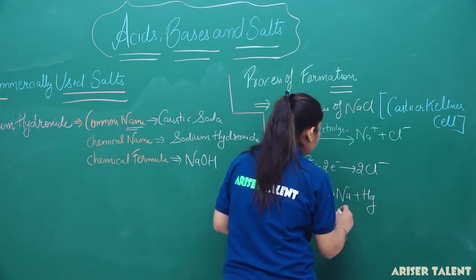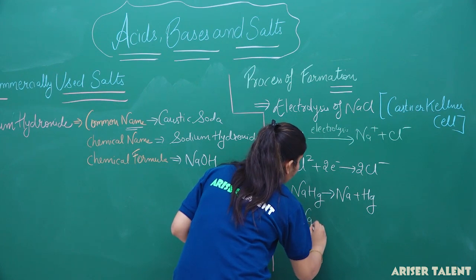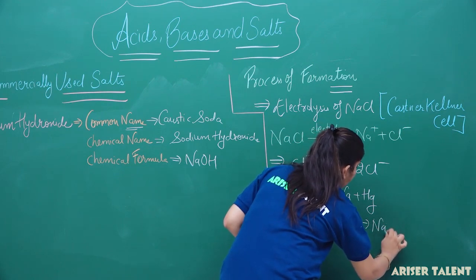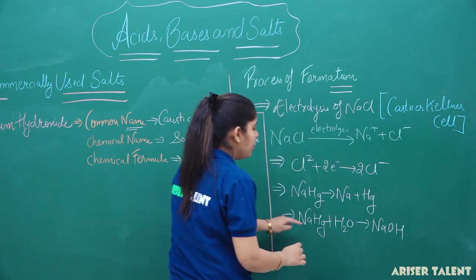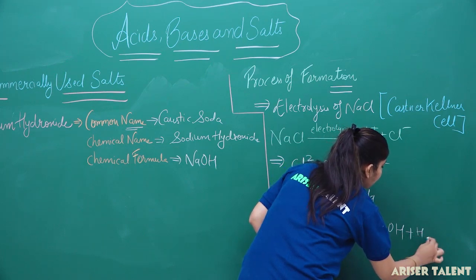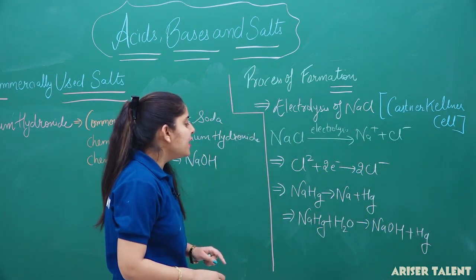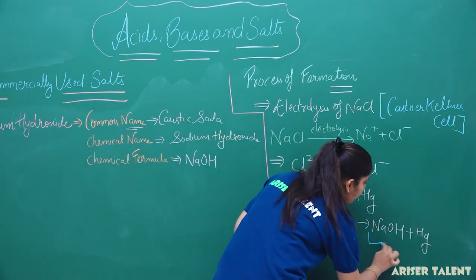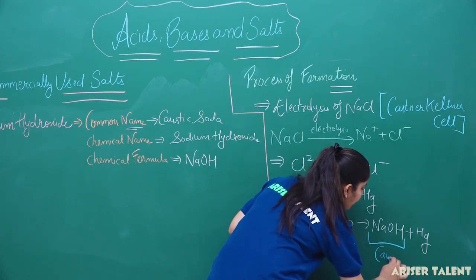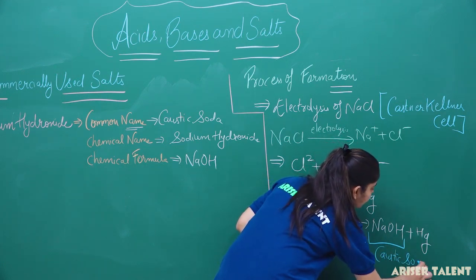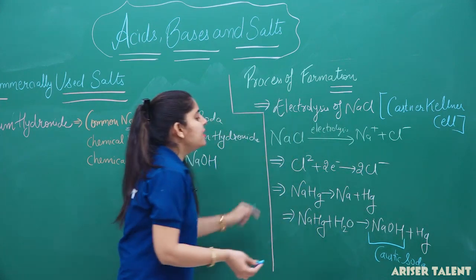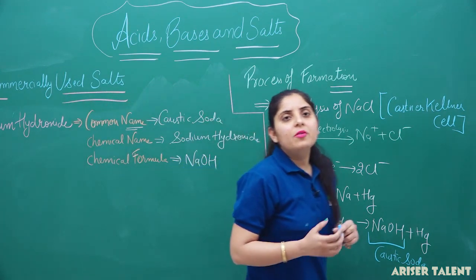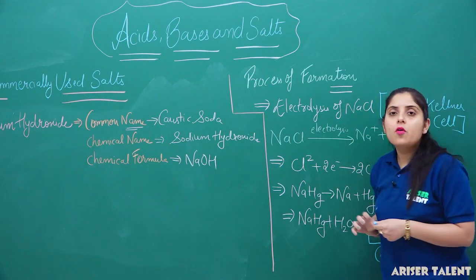Now what happens here? This sodium amalgam reacts with water to produce NaOH. This NaOH will be produced with liberation of Hg. So we can see here the amalgam reacts with water to produce sodium hydroxide. So this sodium hydroxide is actually the product, that is caustic soda, we want to obtain. So this is the basic process for the formation of the caustic soda. So now we have dealt with the characteristics and the process of the formation of the caustic soda.